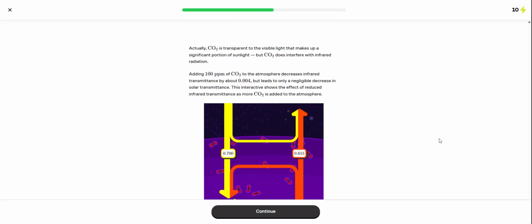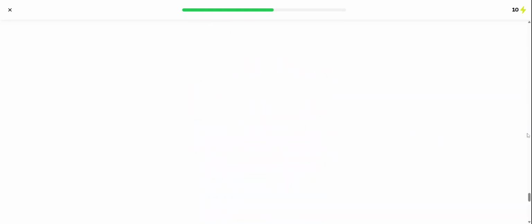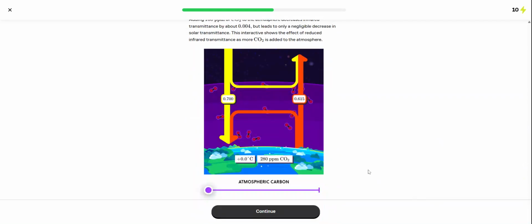Oh, actually, CO2 is transparent to the visible light that makes up a significant portion of sunlight, but CO2 does interfere with infrared radiation. Adding 100 parts per million of CO2 to the atmosphere decreases infrared transmittance by about 0.004, but leads to only a negligible decrease in solar transmittance.